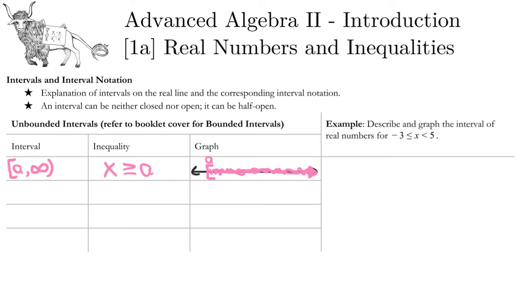The next unbounded interval is from a to infinity, exclusive of a. So we use an open parenthesis, that's the singular word for parentheses, and that means x is greater than a. So x can't be a. The graph for that is a number line, and at a there's an open parenthesis, and we shade everything in to the right, because again, infinity is to the right.